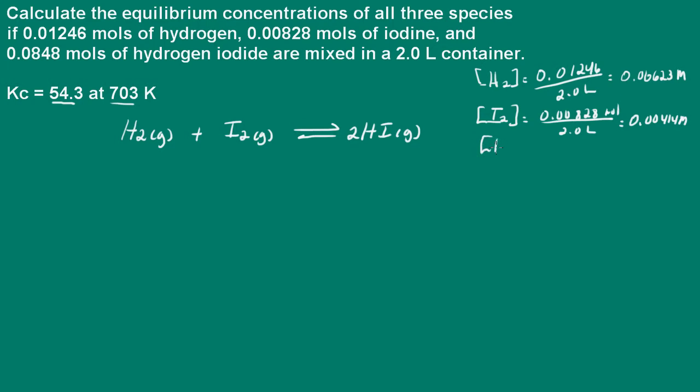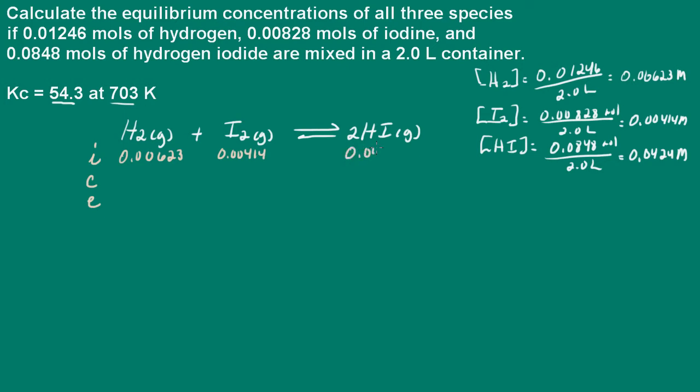And then of course the same for our hydrogen iodide, and that will give us, let's see, we have 0.0848 moles over 2 liters, and that is going to give us 0.0424 molar. Great. So let's set up our usual concentration table. We have initial, change, and equilibrium. So let's put these initial concentrations in here. So for hydrogen we have 0.00623 molar. Iodine is 0.00414 molar. And for hydrogen iodide, we have 0.0424 molar.